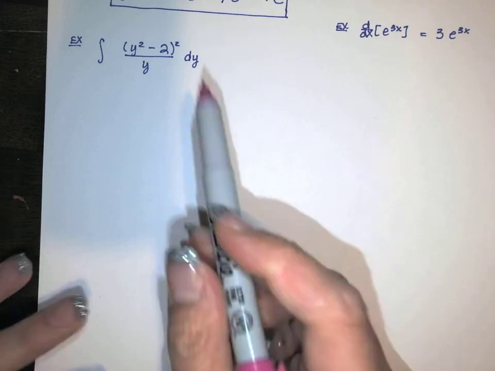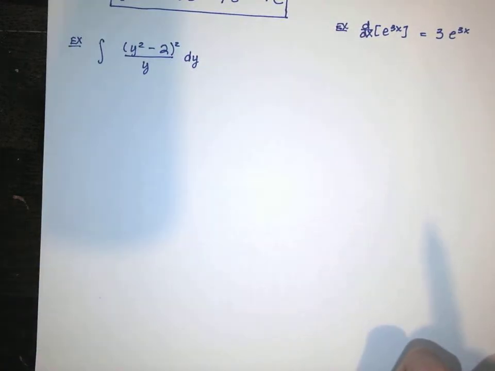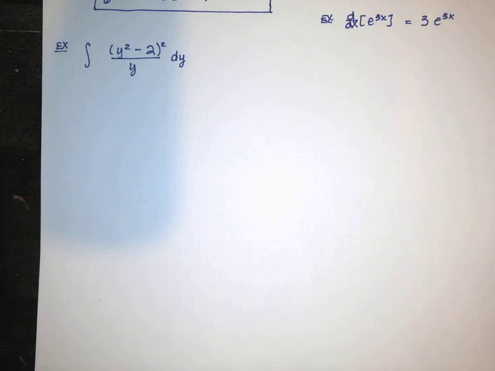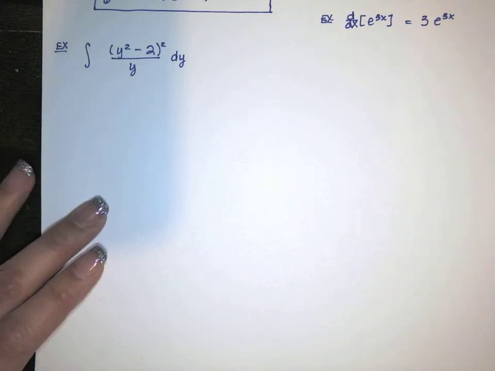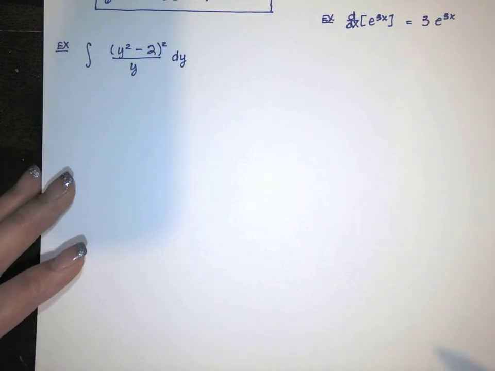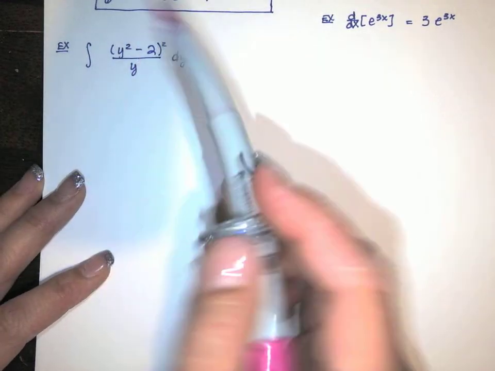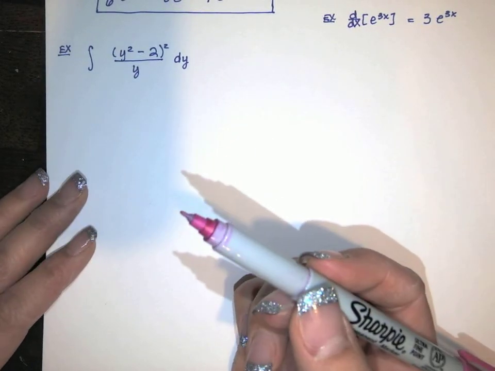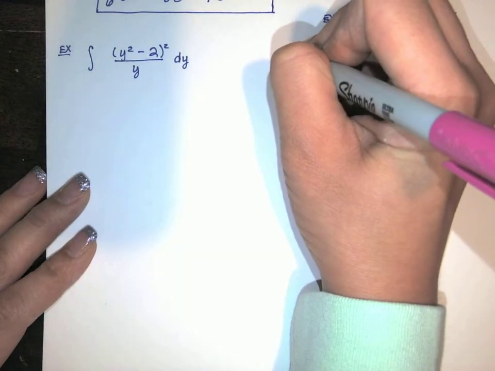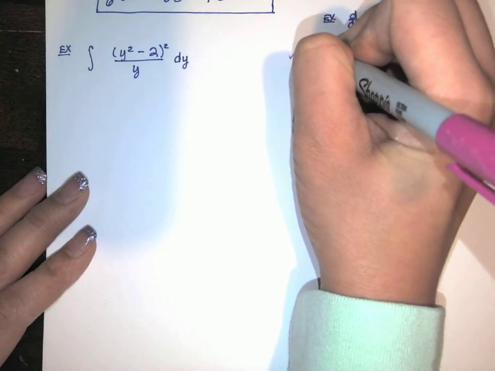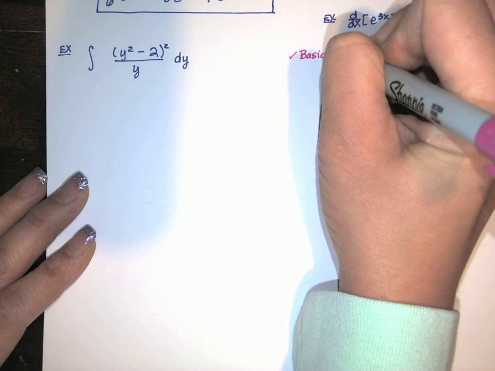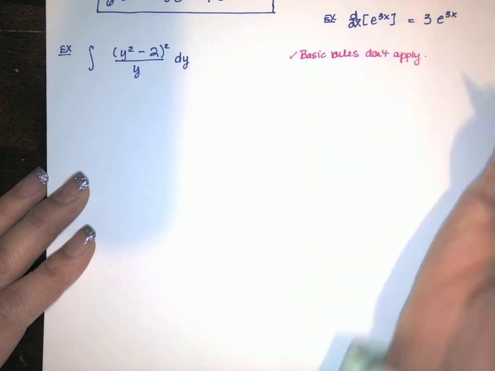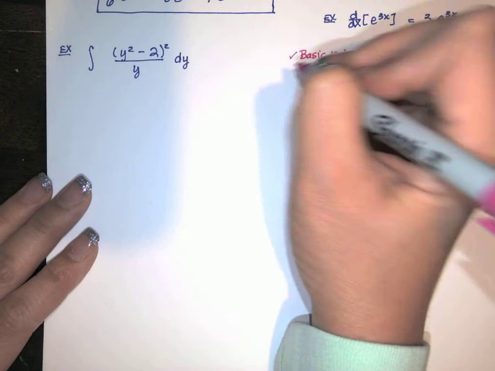No, I don't. So I've got this quotient. We don't have a quotient rule for antidifferentiation unless it looks exactly like 1 over x or 1 over u, or it looks like one of the other rules on our sheet. And it doesn't. I've got this expression squared divided by y, so that's not going to work. So basic rules don't apply. Always check that first. And u-sub doesn't apply.